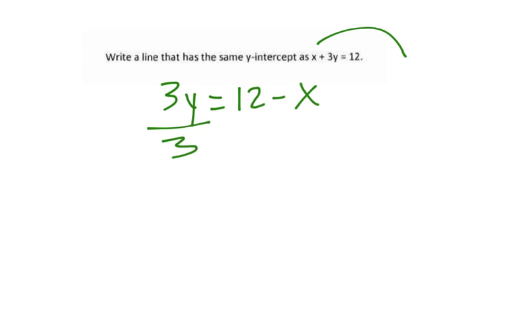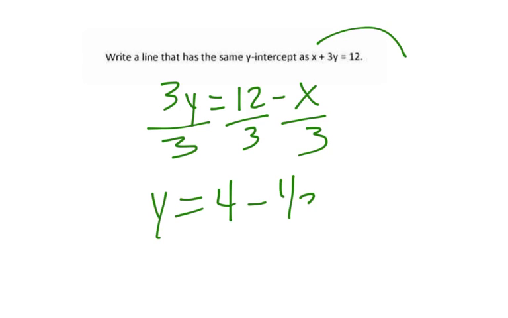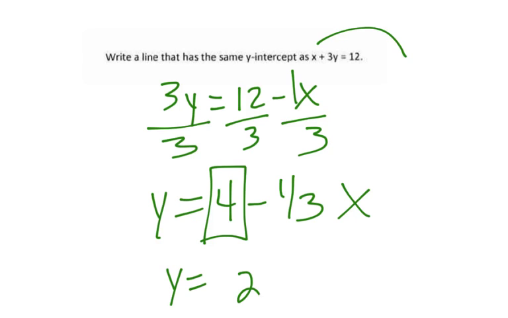Write a line that has the same y-intercept as x plus 3y equals 12. But they're trying to trick you here because you don't know your y-intercept until y is by itself. So move your x. 3y is equal to 12 minus x. Divide everything by 3. Y is equal to 4 minus 1/3 x. Because when there's not a number in front of x, it's like that's a 1. Y-intercept is the number by itself. So I've got to have 4. Y is equal to 2x plus 4. Doesn't matter what's in there as long as you've got a plus 4.